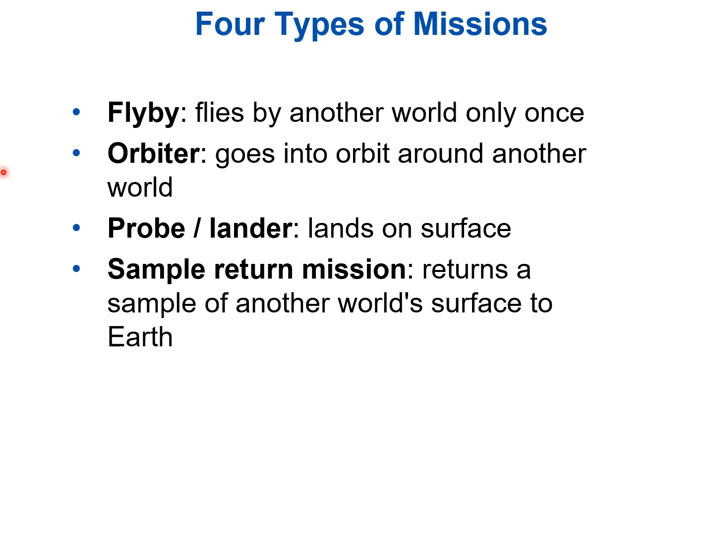The first type is a flyby, which flies by another world once, and then it keeps on going. The second type is an orbiter, which goes into orbit around the other world. The third type is a probe or lander, which either lands on the surface, or in the case of a world where there is no surface, like a gas planet, it'll just go into the planet. And the fourth type is a sample return mission that goes to another world and returns a sample of another world's surface to the Earth.